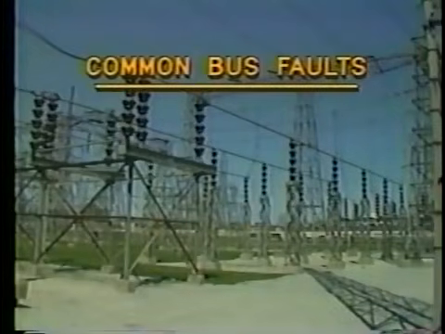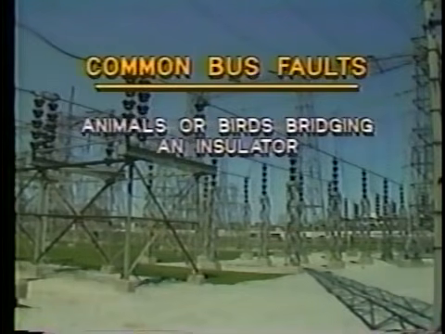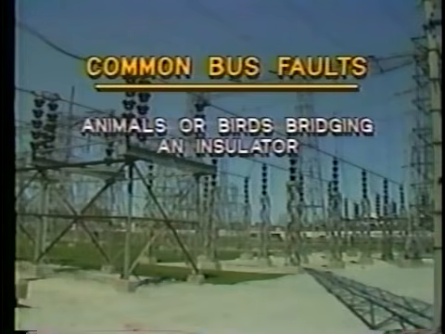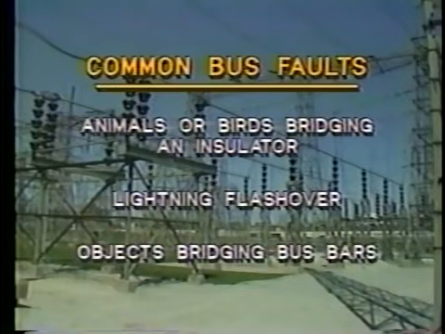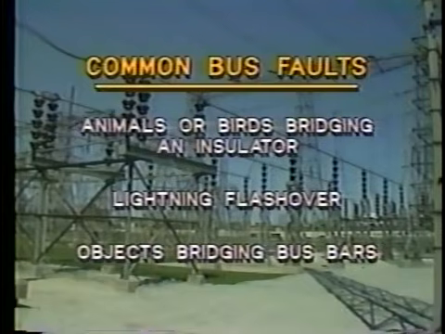Common types of faults that can occur on a bus are: 1, animals or birds bridging across an insulator to ground; 2, in outdoor substations, lightning flashover, perhaps leading to insulator breakdown; and 3, flying objects bridging across the bus bars. In actual fact, faults rarely occur on buses, but if a fault does occur, then it must be cleared as quickly as possible because of the potential for extensive damage to equipment.